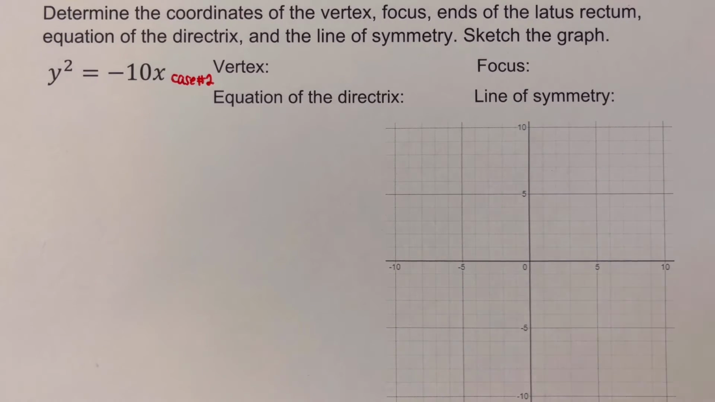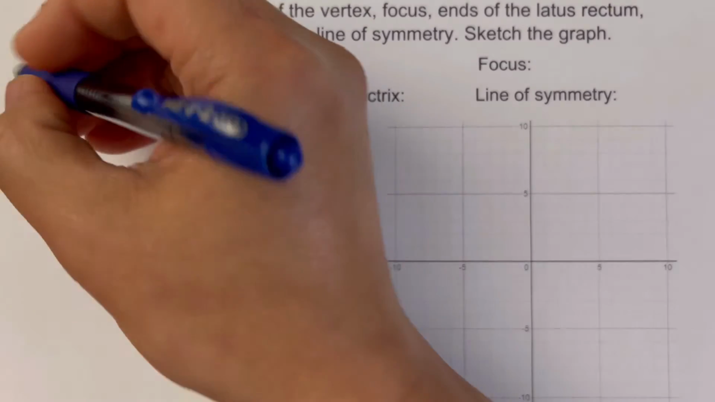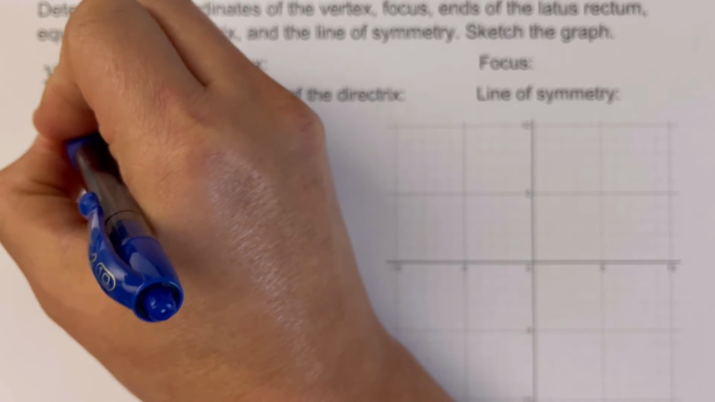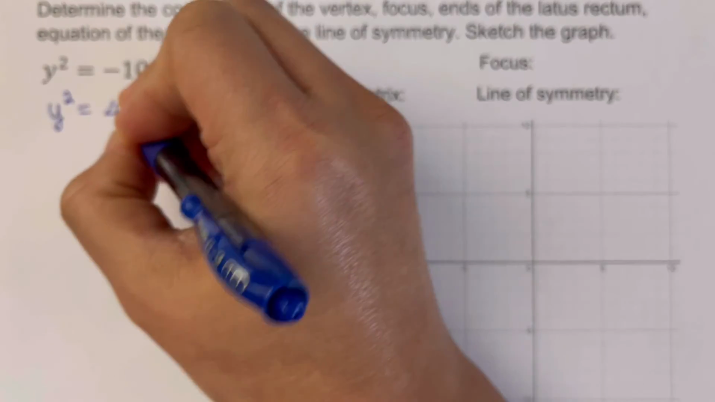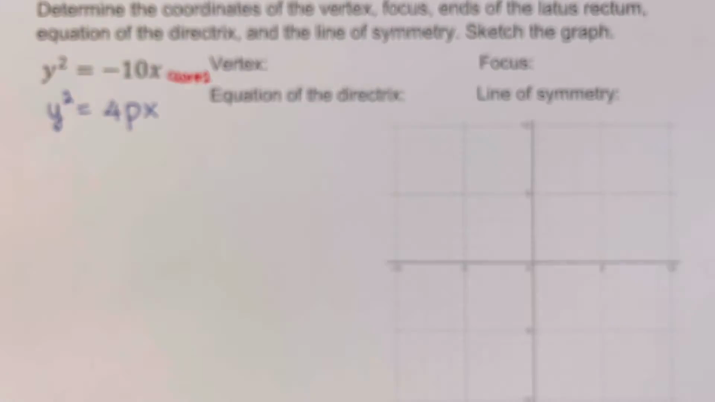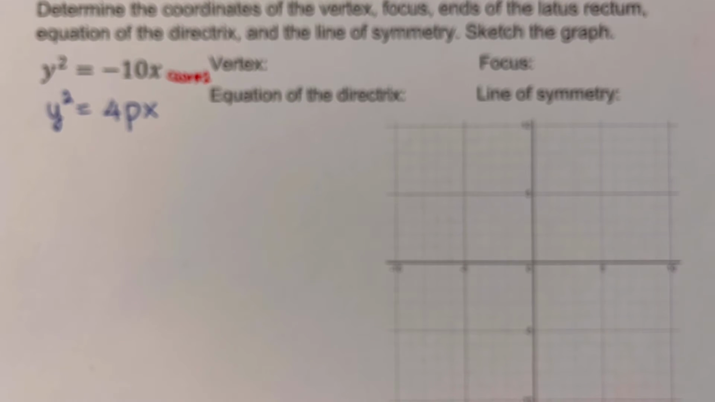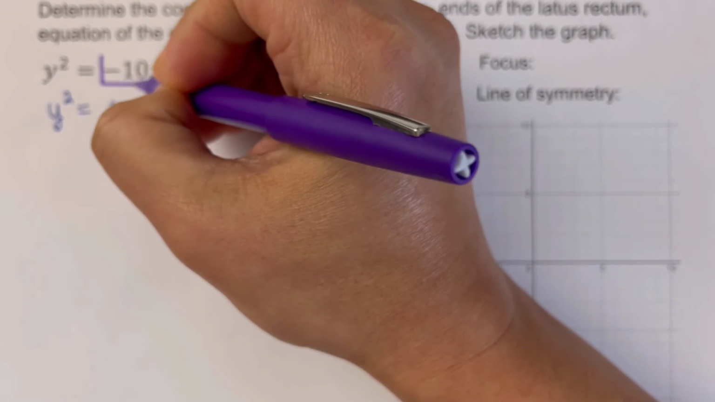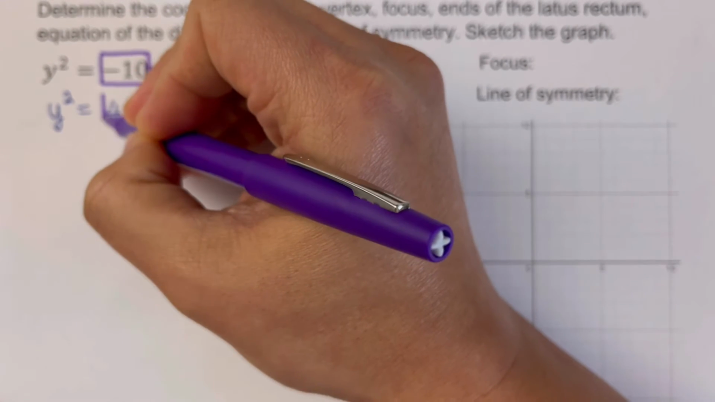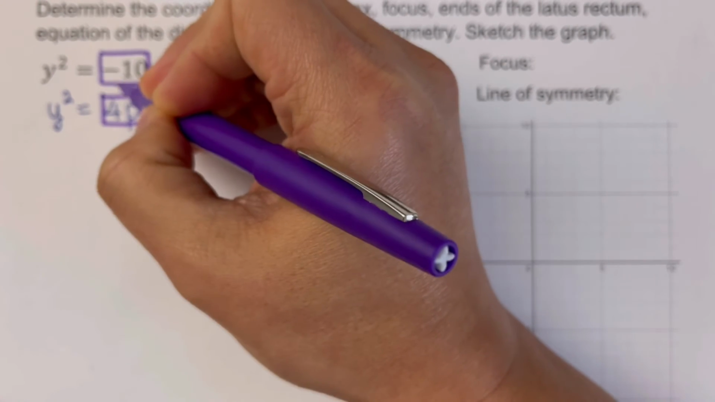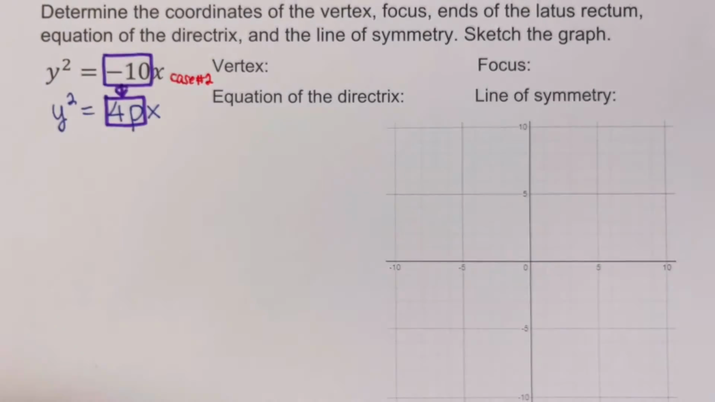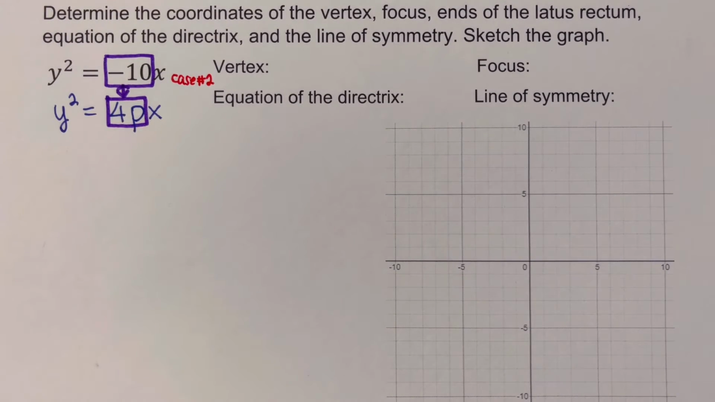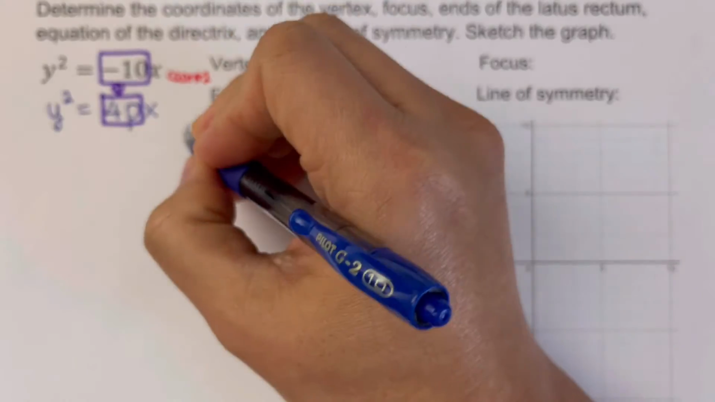Since this is case number 2, the general equation for case number 2 is y squared is equal to negative 4px. And again, we remember that the coefficient of the x here is equal to 4p. So I can go ahead and label that up here. So we have 4p is equal to negative 10. So I will show the work to solve for p.